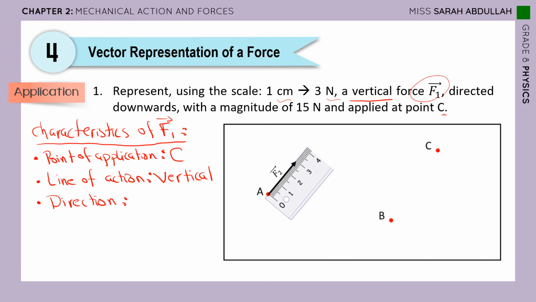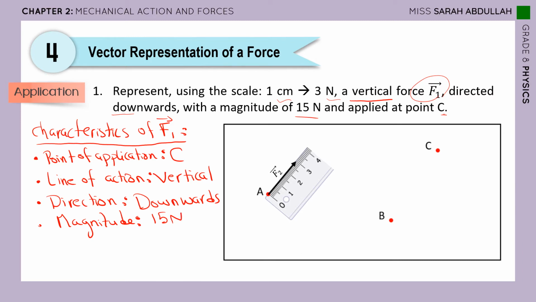The direction could be to the right, to the left, upwards, downwards. It says here directed downwards, so it is downwards. Great. Now I'm left with the magnitude. Do I have the magnitude? Is it given? Yes, it's a magnitude of 15 Newton.